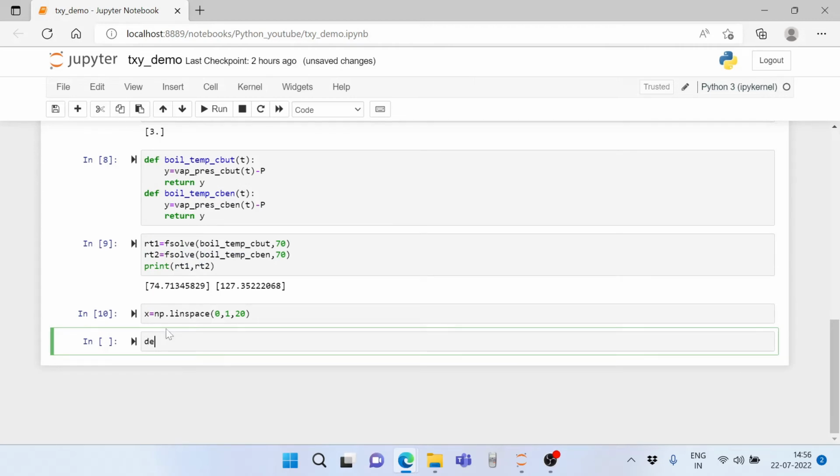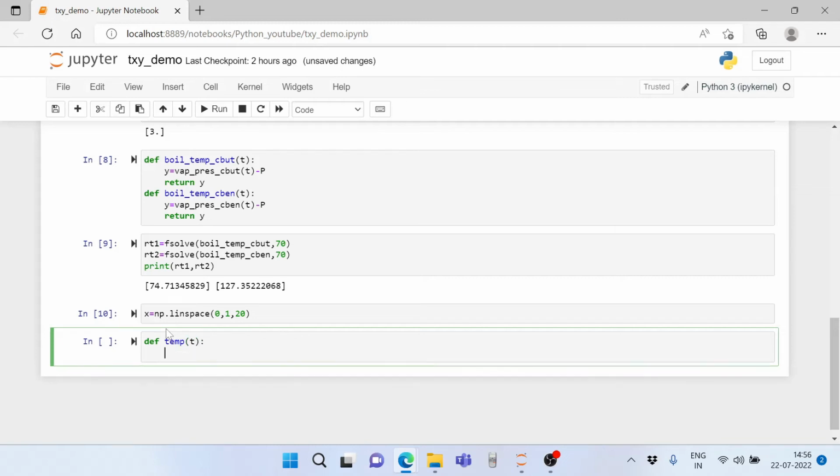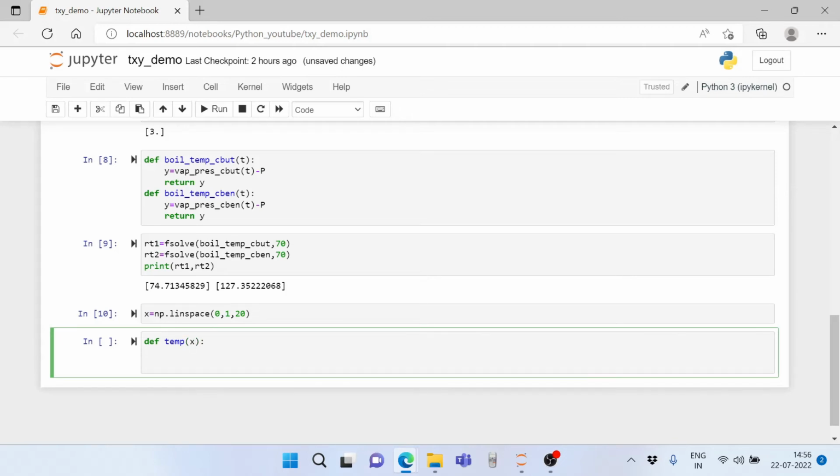Now we again write the function that we want. So this is going to be temp. This will give me the boiling temperature of the mixture that we actually want. Now the input for this is going to be X, and out will come the boiling temperature. Now we again define the function that needs to be optimized. So it's going to be the optimized temperature function, and here we are going to put in T.